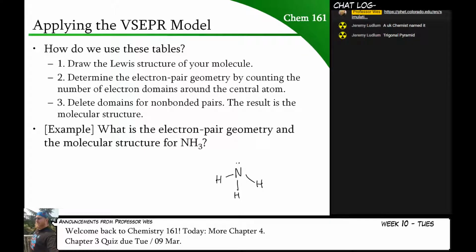So trigonal pyramidal is a correct answer, but which correct answer? Can you be more specific? Because I want you to give me an electron pair geometry and a molecular shape, or a molecular structure.